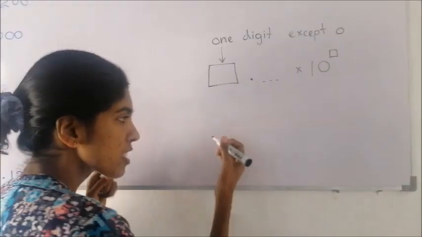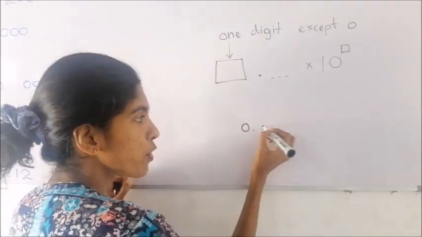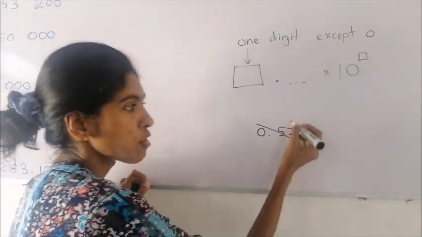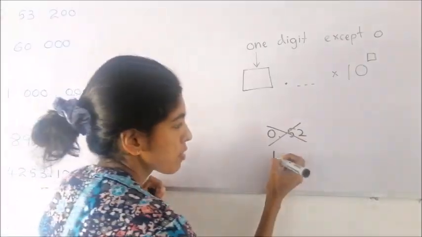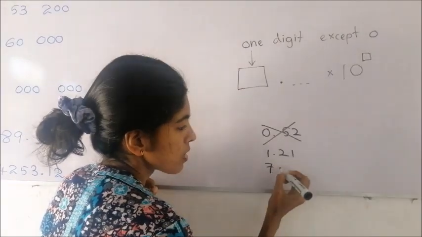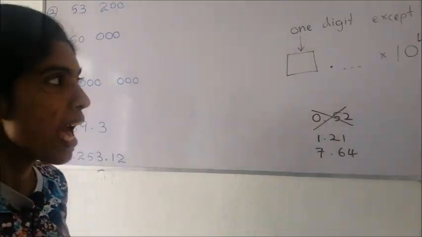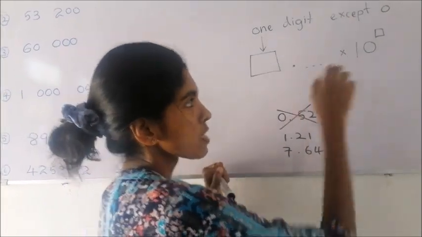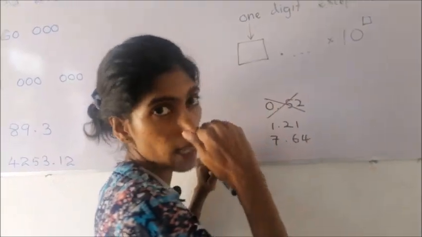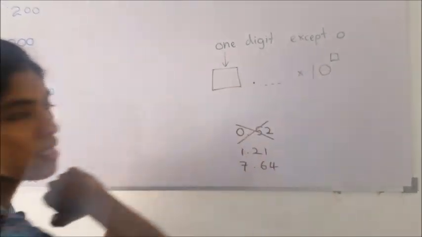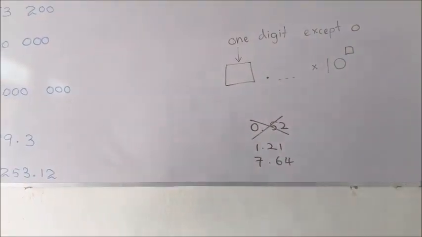You cannot write any number in scientific notation like this, 0.52. Likewise, this is wrong. But this can be 1.21, 7.64. Likewise, we can write, no problem. And at the end of that, we must place a 10 to the power of something, right? See, in this way.